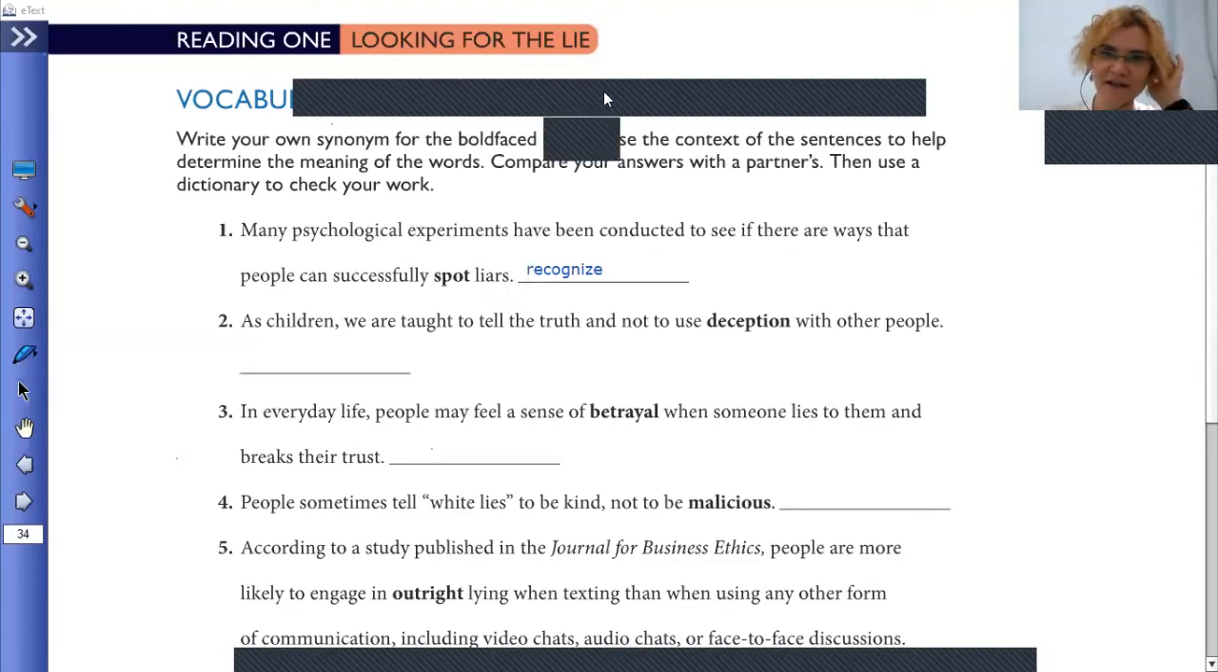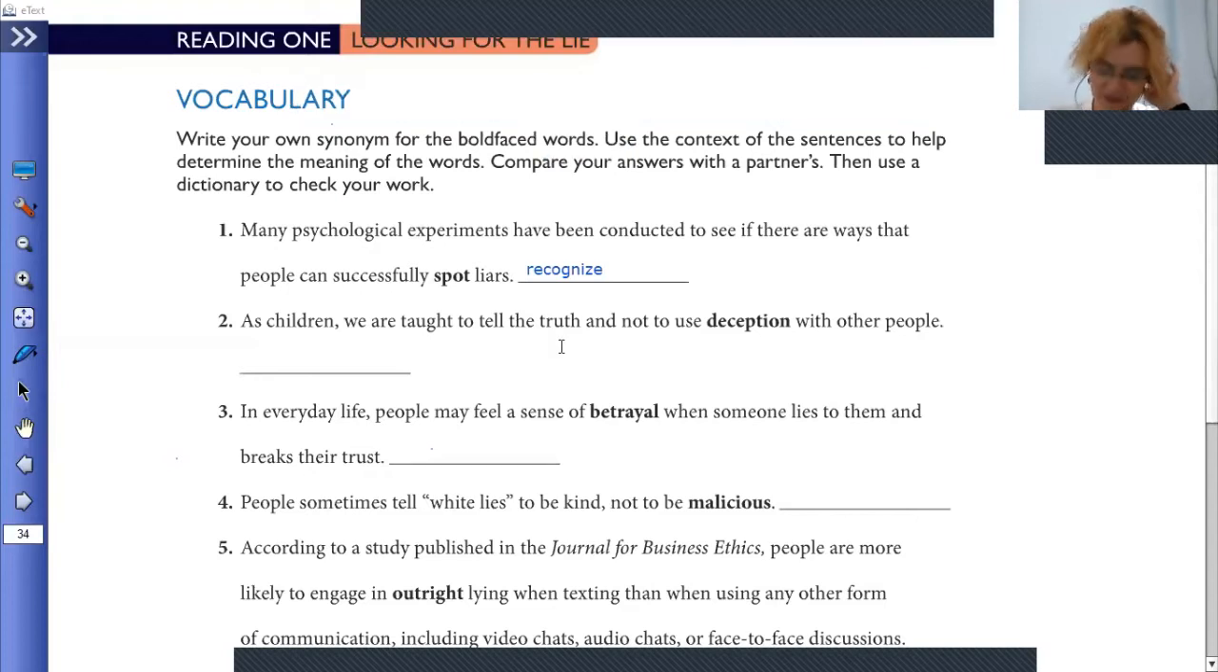Thank you. You're the best. Okay, so recognize. Yeah, you could have written down notice, locate, detect. That would be correct as well. Okay, number two, Yorin. Good morning.